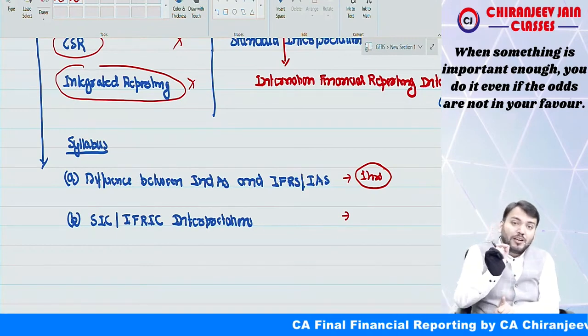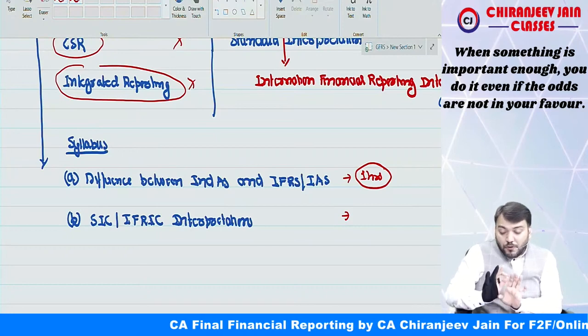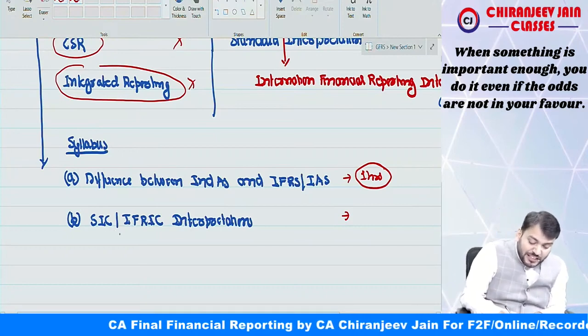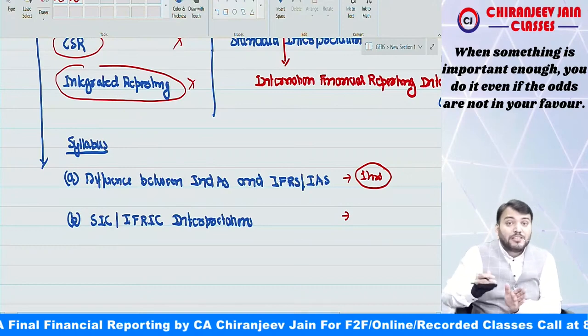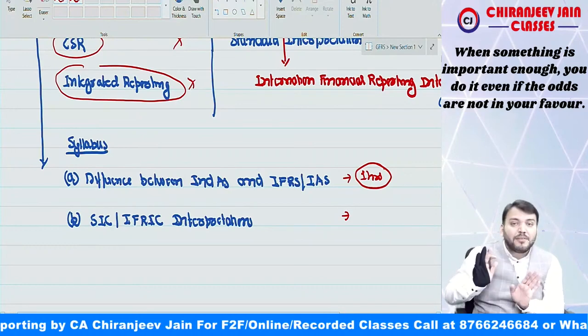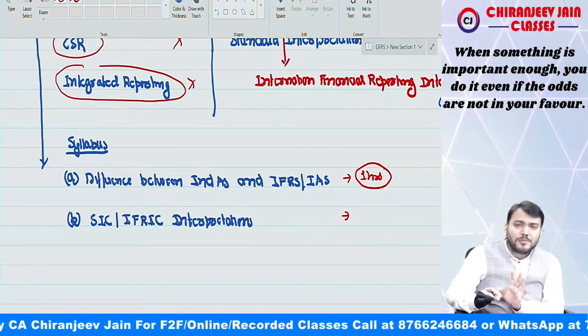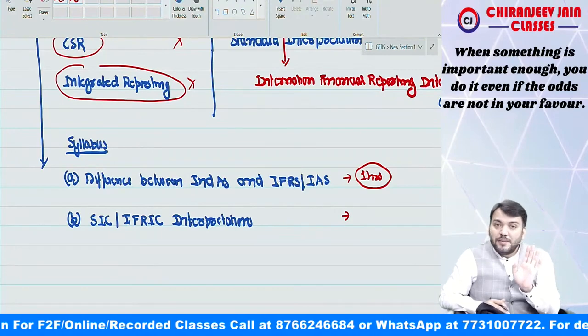Out of these SIC and IFRIC interpretations, till now only one question has been asked from them. Now from the examination point of view, whether these SIC and IFRIC interpretations are important or not will be based on the paper, whether they are asking questions on that or not. But we'll cover it totally. But out of that also many interpretations are already covered, correct?